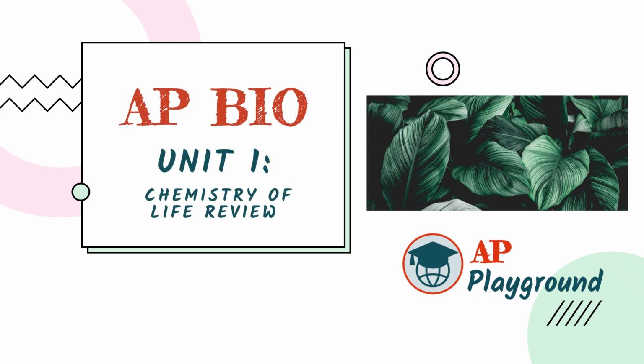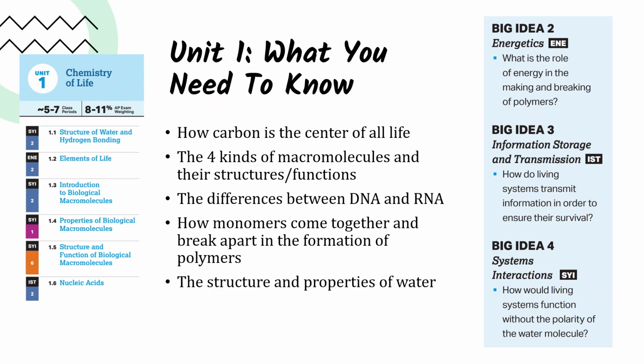We finished Unit 1, and now it's time to review Unit 1, Chemistry of Life. The main things you want to know within Unit 1 include the structure and properties of water, carbon being the center of life, basically anything and everything about the four major macromolecules, the structures, and functions, and that includes the difference between DNA and RNA, and how they're put together and come apart.